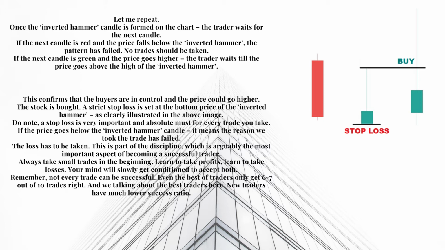A strict stop loss is set at the bottom price of the inverted hammer, clearly illustrated in the above image. Do note, a stop loss is very important and an absolute must for every trade you take. If the price goes below the inverted hammer candle, it means the reason we took the trade has failed. The loss has to be taken. This is part of the discipline, which is arguably the most important aspect of becoming a successful trader.